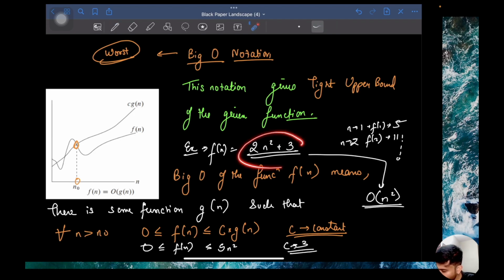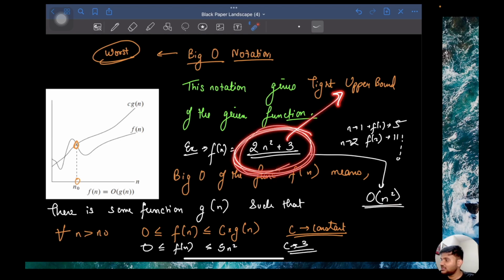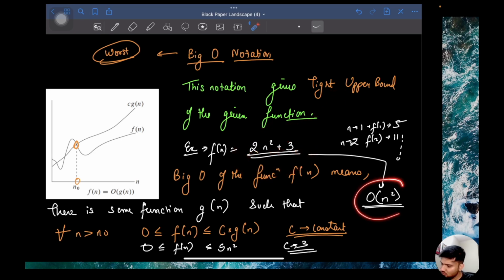This function is going to perform as bad as some c n square, where c can be equal to 3, but c is a constant, so we just avoid it. So if you have to compare this curve with any other algorithm's curve, you don't need to compare 2n square plus 3. You can just compare n square, because it is going to perform as bad as n square only. That's what big O notation is.